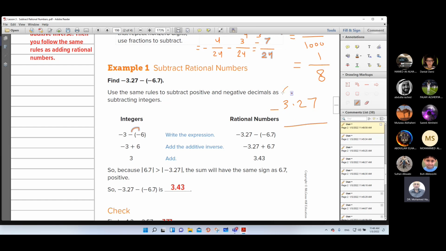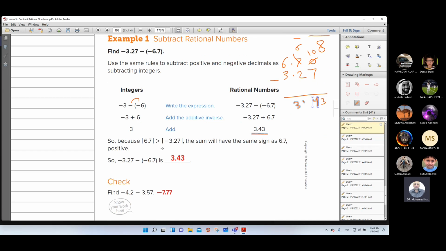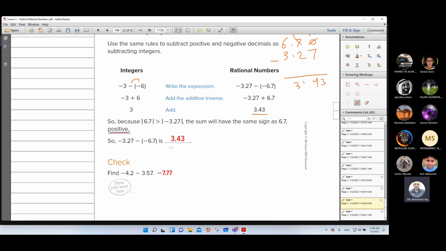So write here 6 and here 7, because 6.7 is greater than 3.27. So we can put here 0. 0 minus 7, we count with this operation: borrow 1 from 7, 7 will be 6, and 0 will be 10. 10 minus 7 will be 3, 6 minus 2 will be 4. And with the point, 6 minus 3 will be 3. So the answer will be 3.43. Because the absolute value of 6.7 is greater than the absolute value of negative 3.27, the sum will have the same sign as the bigger number, 6.7. So it will be positive.